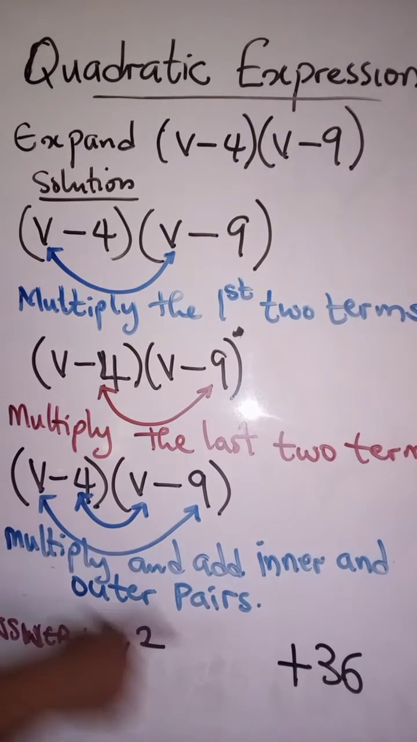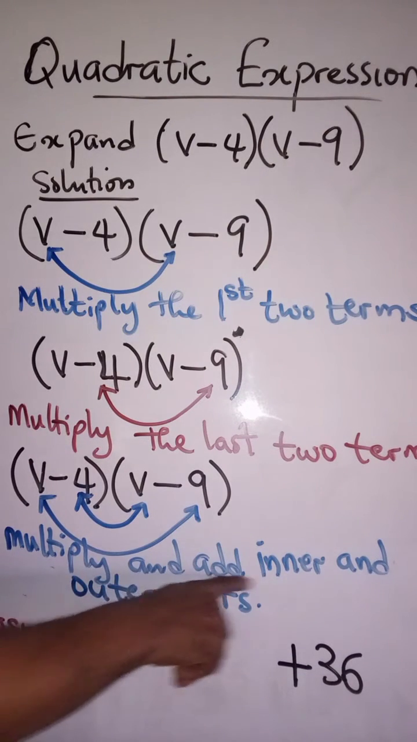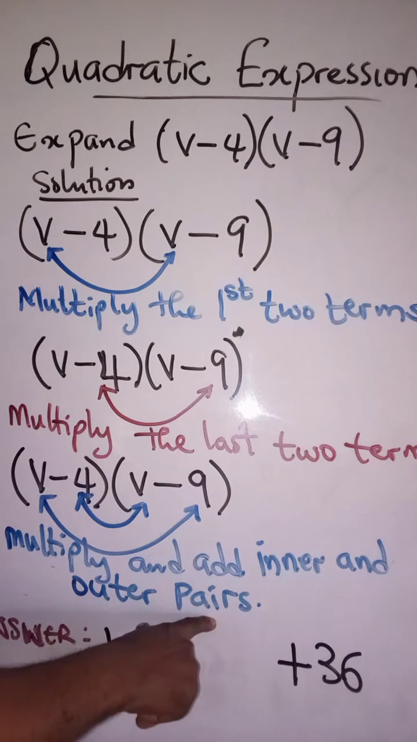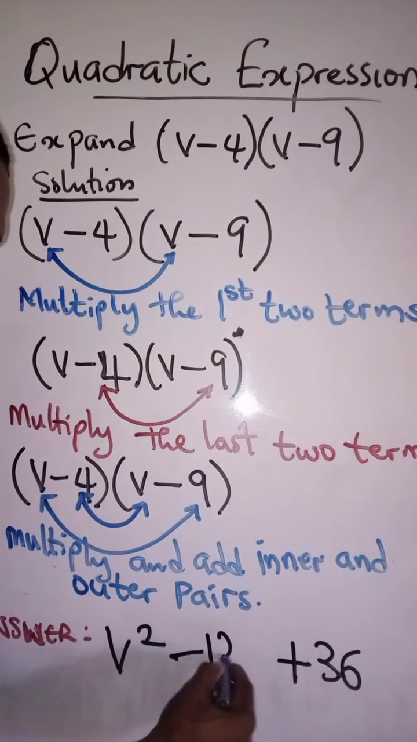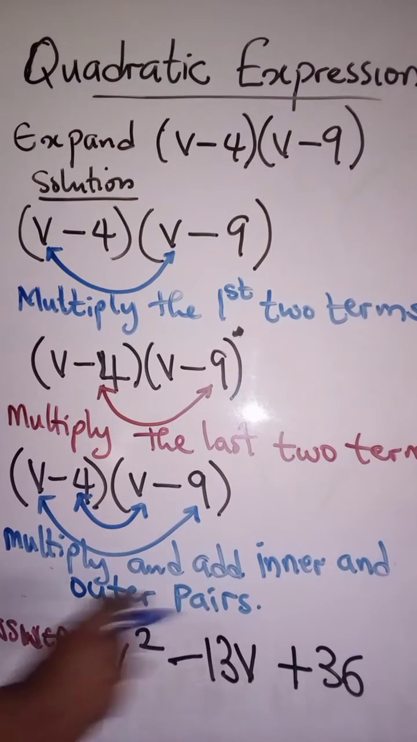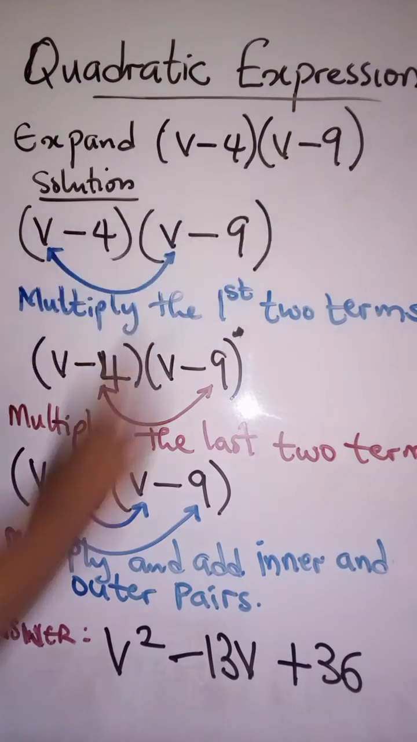Now, finally, the one in the middle, which is the middle term there, you will multiply and add the inner and the outer pairs. Multiplying the inner and the outer pairs, that is minus 4 times v is minus 4v, plus v times minus 9 will be minus 9v. So adding them together, it's going to be minus 13v. This is how to go about the expansion of this expression.